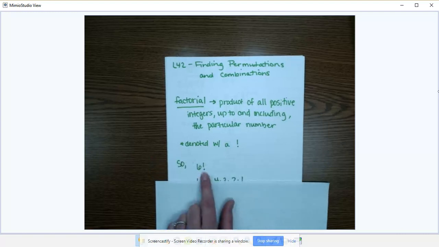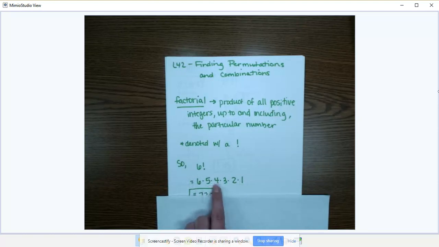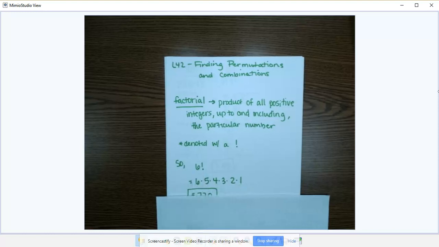This says read 6 factorial. By our definition, we would take 6 times 5 times 4 times 3 times 2 times 1, because those are all the positive numbers up to and including our particular number. Multiply all those together. 6 factorial is equal to 720.